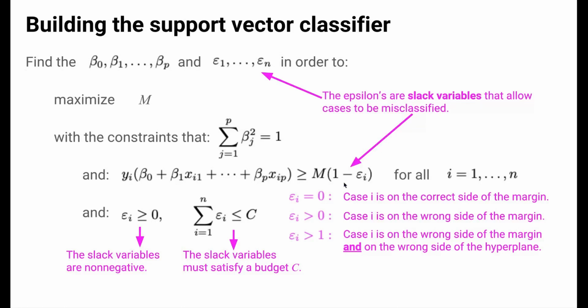Finally, we have these constraints that these slack variables, these epsilons, are non-negative, and they have to add up to a budget. So they have to overall be less than or equal to some constant C. We can think of C as some sort of budget.